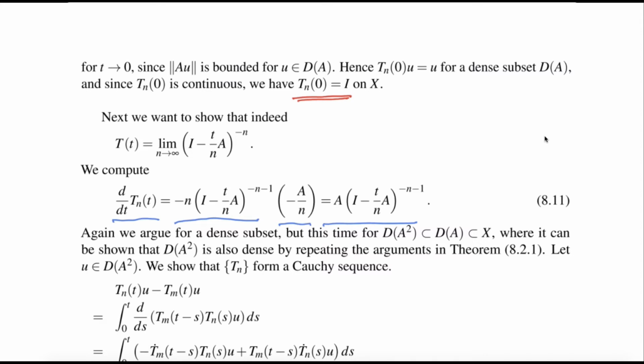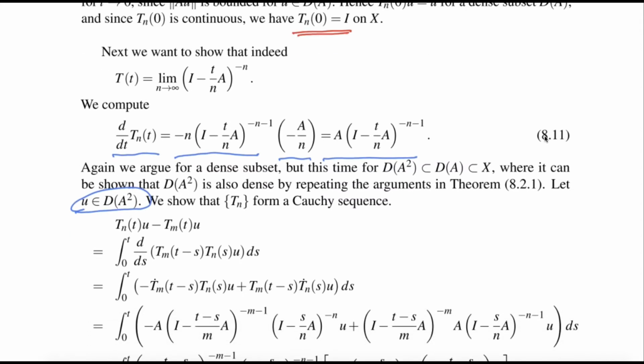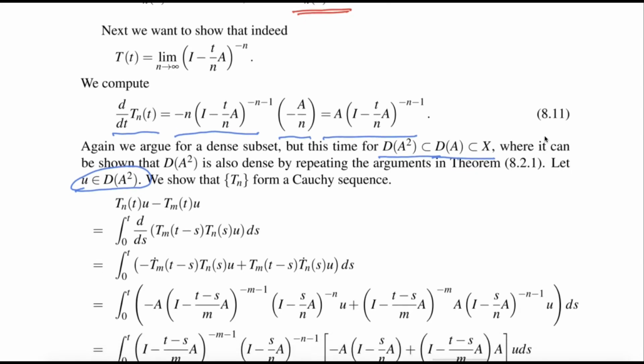And now I argue for a function in D(A squared). So it turns out I will need to apply A twice. So I use the domain of definition for A squared. And since D(A) is dense in X, D(A squared) is dense in D(A). Something we can think about. So this means D(A squared) is also dense in X.